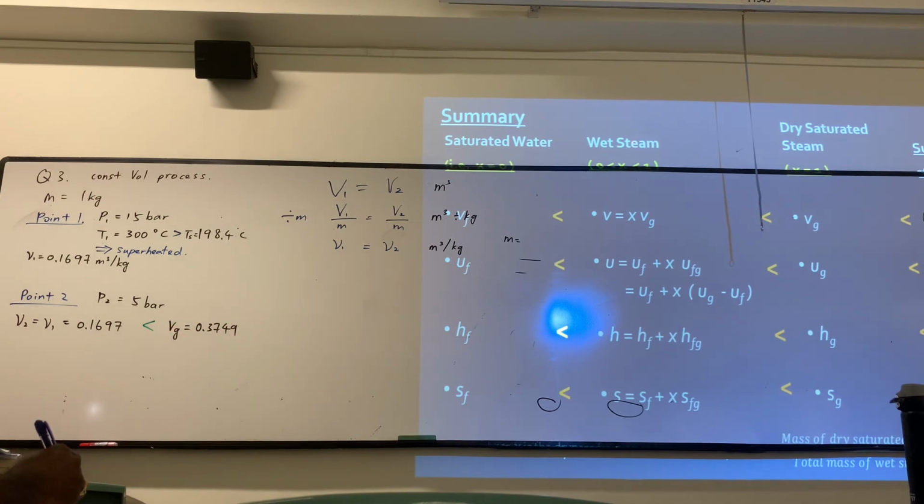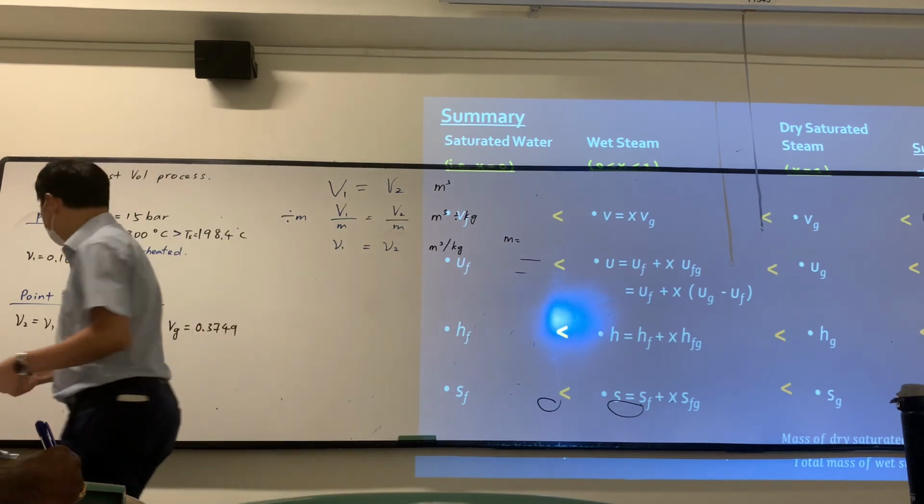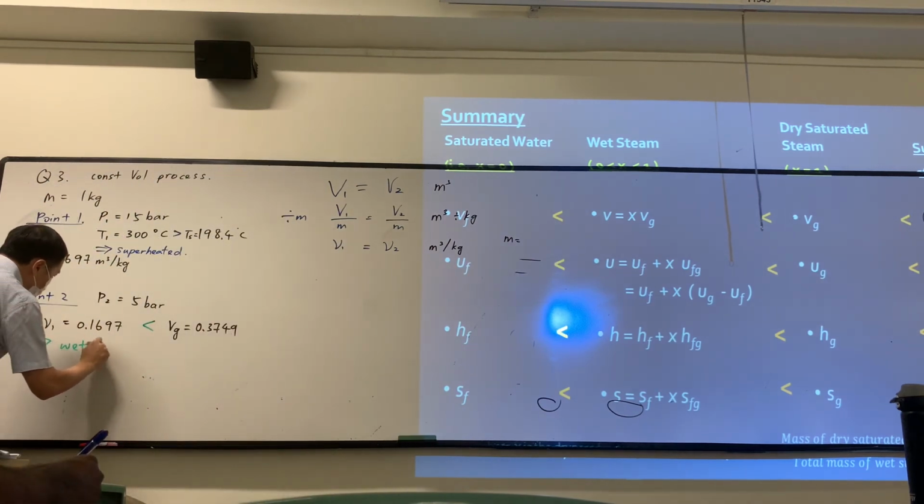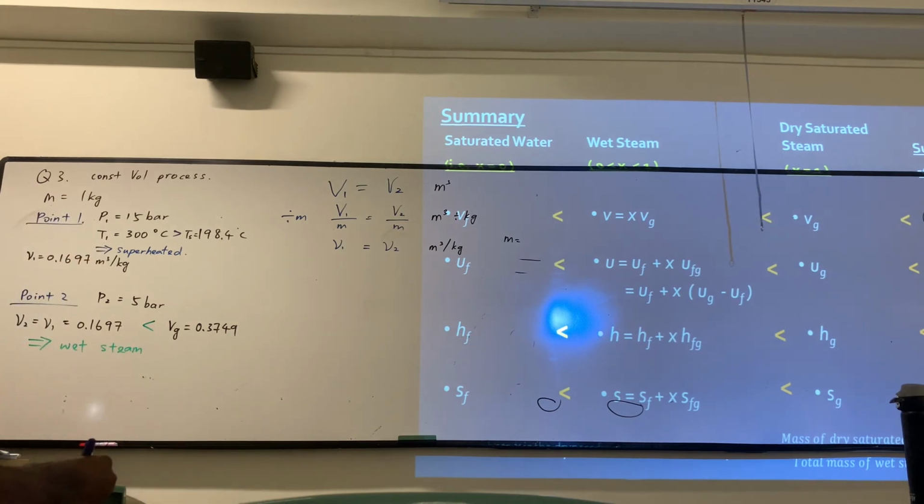So less than VG is what? Wet steam. Less than VG, wet steam. Under this case, this is less than this one. So at least you confirm one thing: it's wet steam.